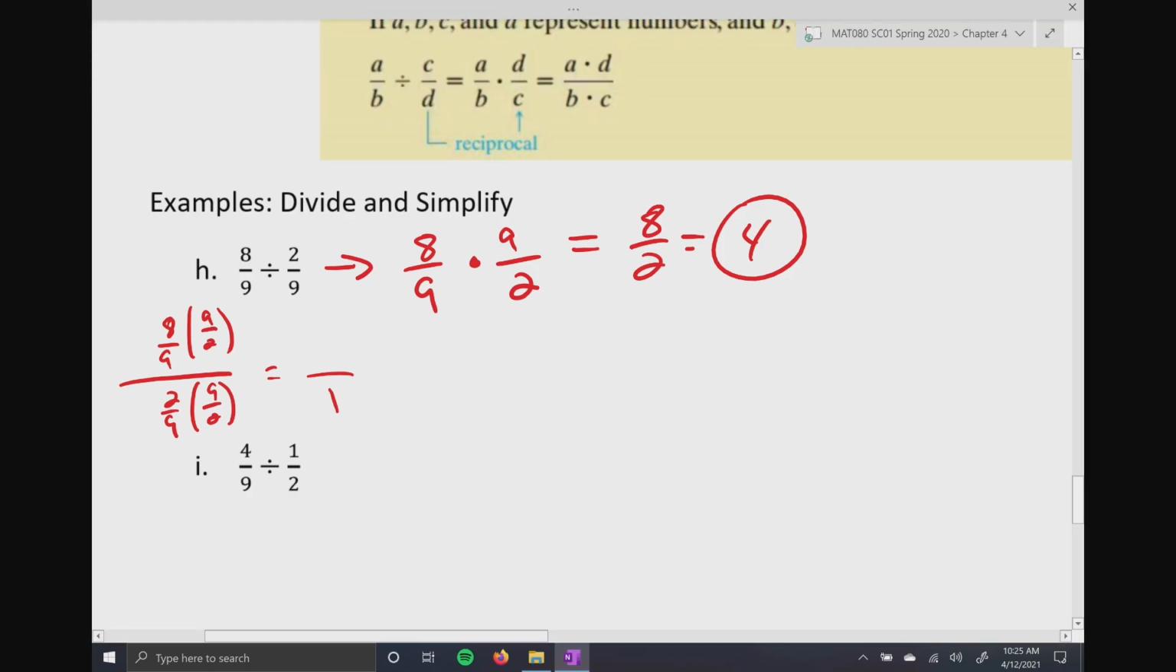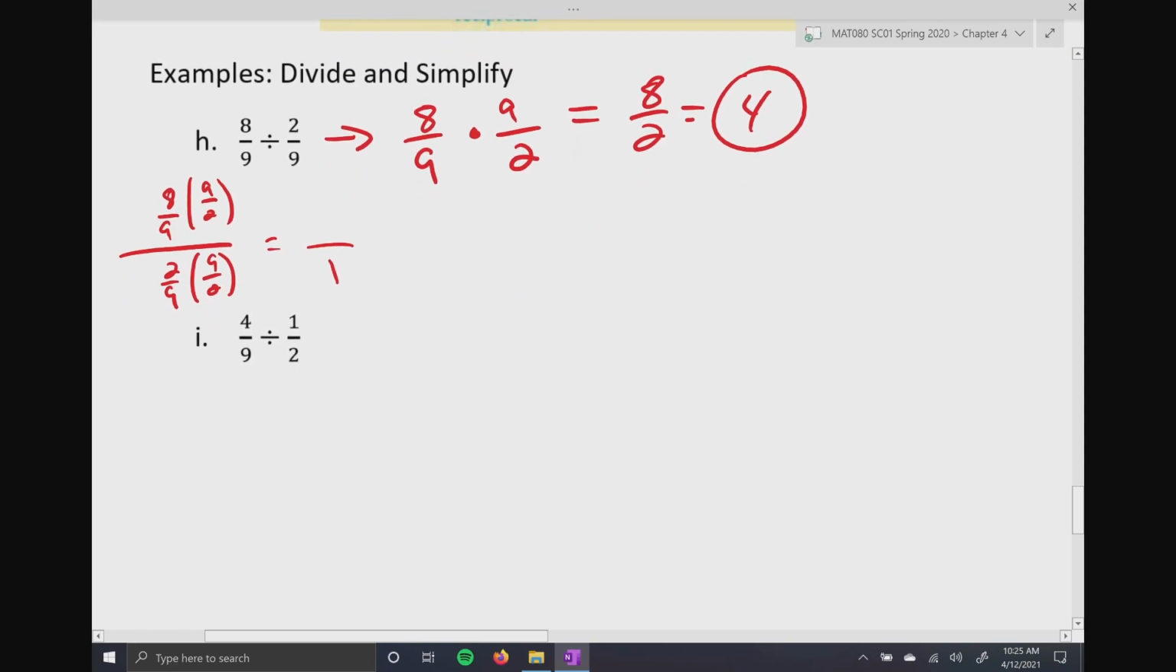So, let's go ahead and do the second one now. We'll do letter I. 4 over 9 divided by 1/2. Step 1, rewrite 4 over 9. Step 2, change division into multiplication. And then step 3, you're going to write the reciprocal of 1/2. The reciprocal of 1/2 is 2 over 1. Okay?